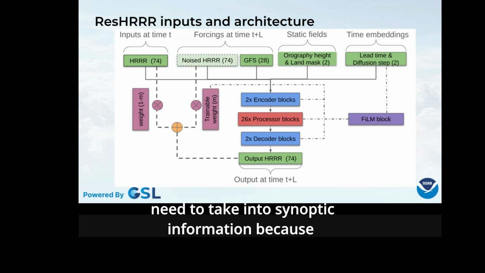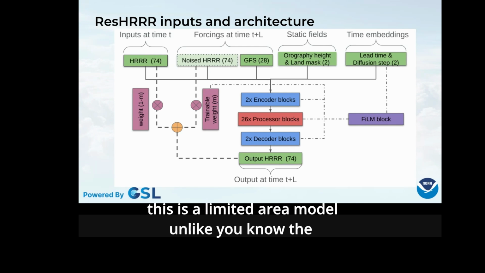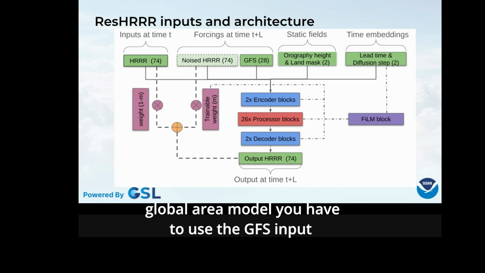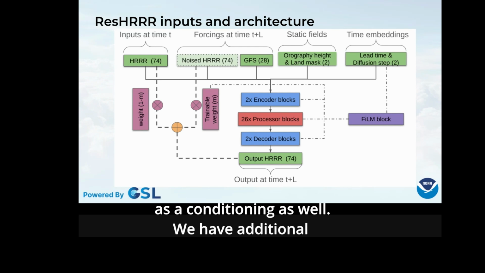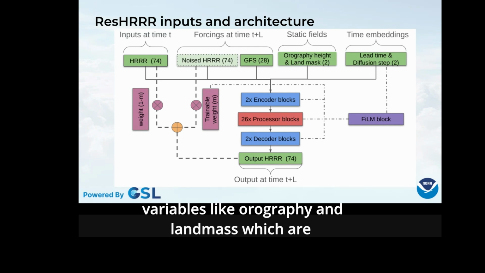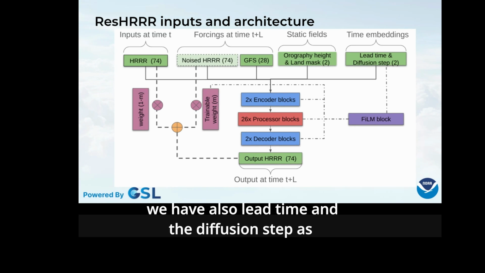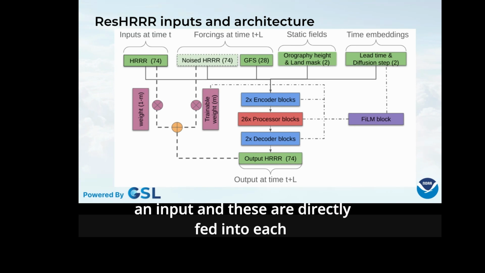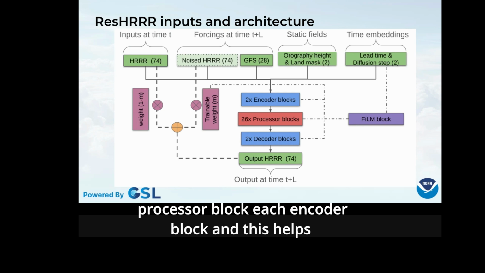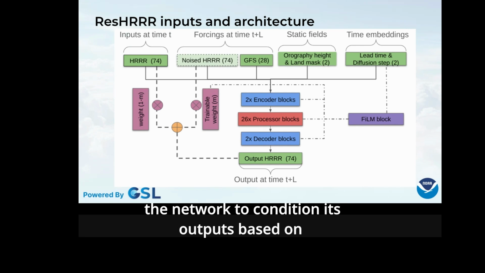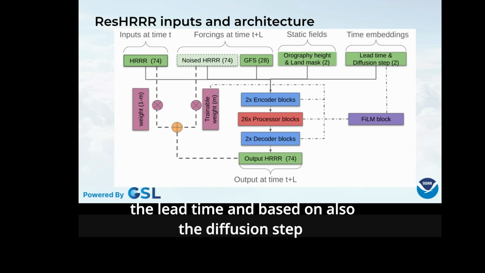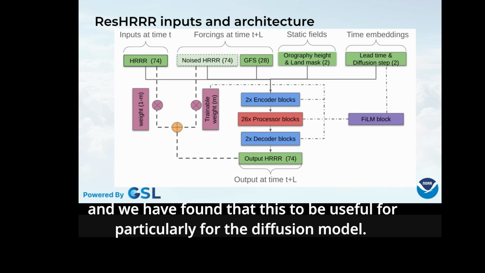You need to take in synoptic information, because this is a limited area model. Unlike a global model, you have to use the GFS input as a conditioning as well. We have additional variables like orography and landmass, which are static and don't change with time. And finally, we have also the lead time and the diffusion step as an input, and these are directly fed into each processor block, each encoder block, and this helps the network to condition its outputs based on the lead time and also the diffusion step. We have found this to be useful particularly for the diffusion model.